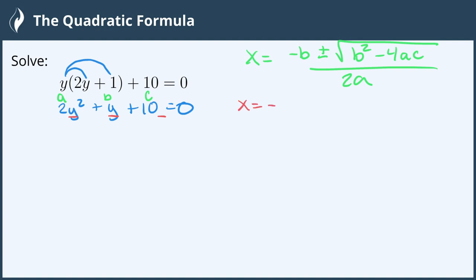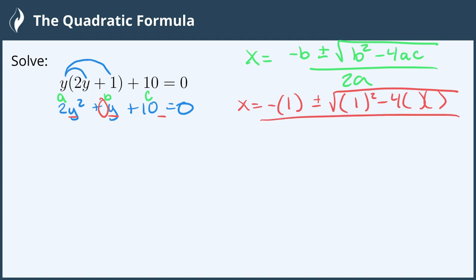gives us x equals negative, and then where the b is, we'll put parentheses to substitute our coefficient. In front of the y is nothing, so we can put a 1 there, plus or minus the square root. B, again, is 1 squared, and 4, and I'm going to replace the a and the c with parentheses to remind me to substitute them, and we have 2, and c is 10. And in the denominator we have 2, again, parentheses around the a, which is 2.